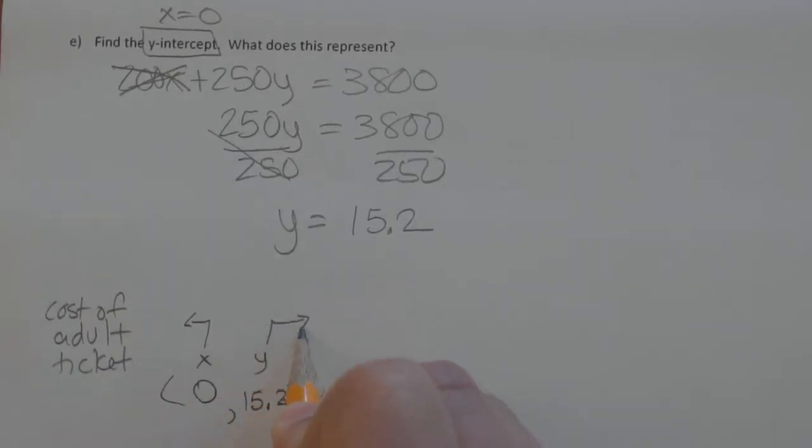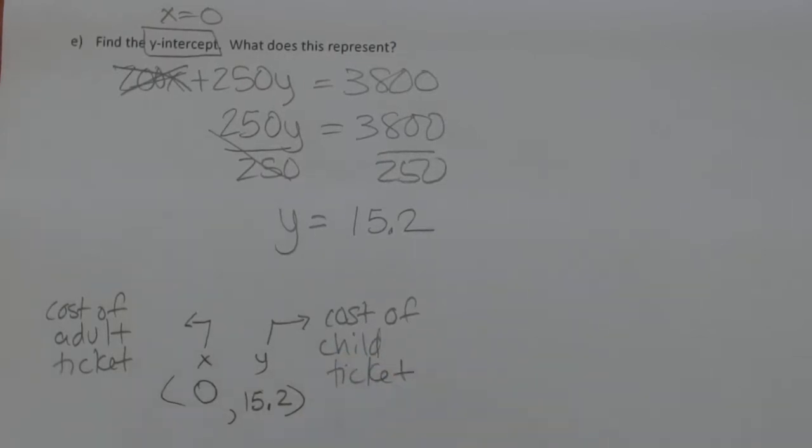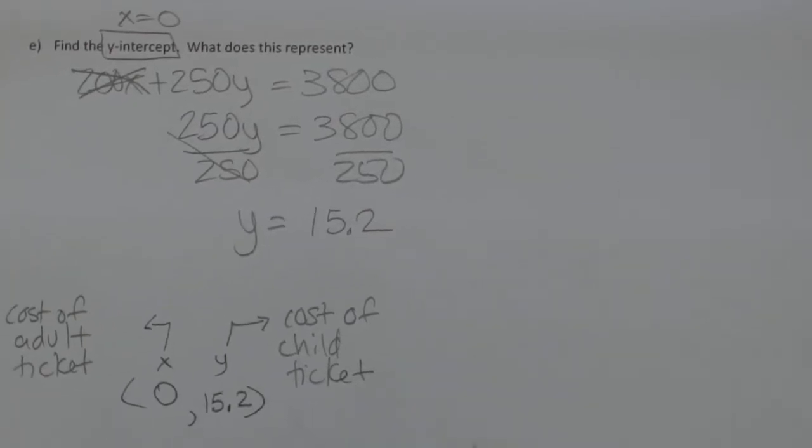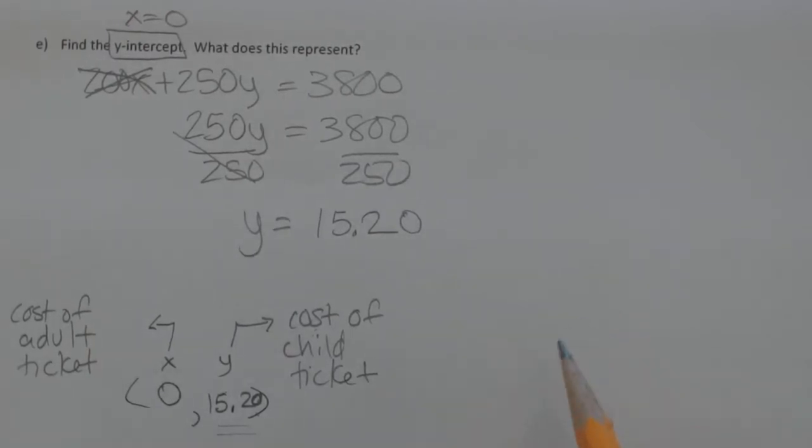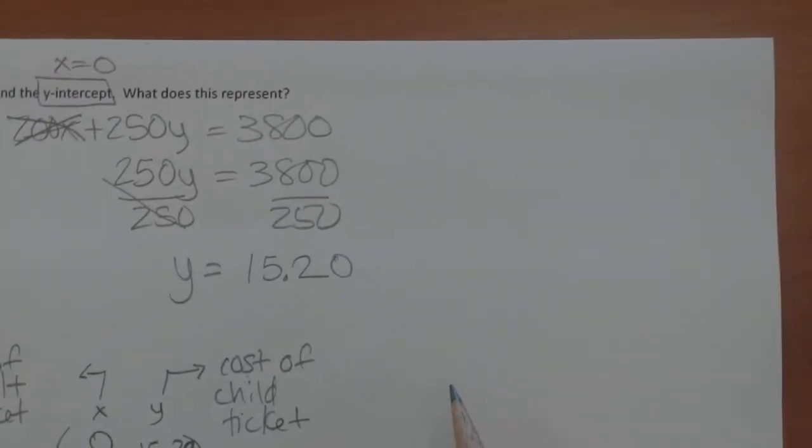And let's remember, Y is the cost of a child's ticket. Now that I labeled those, I can actually write my sentences. And I have to remember, this is a cost. So this number is not going to be 15.2. I'm going to put in that 0 here when I write my sentence. And you could put the 0 in here, and you could have put 0.20 here if you wanted as well. Either way, but when you're writing your sentence, remember, it is the cost, so it is in dollars. So let's write our sentence.